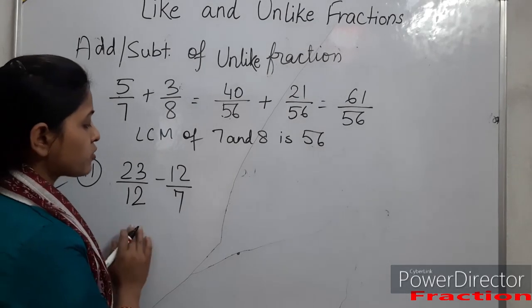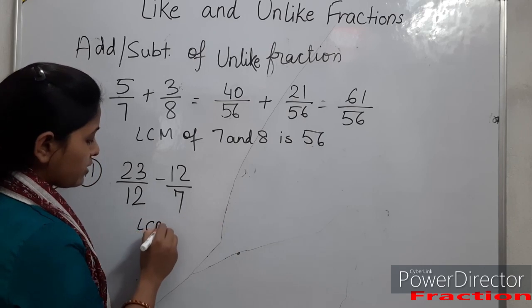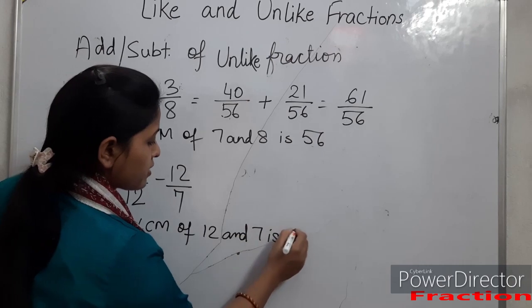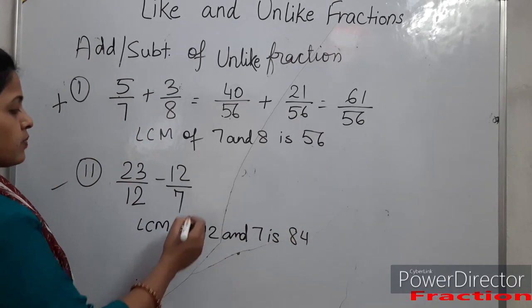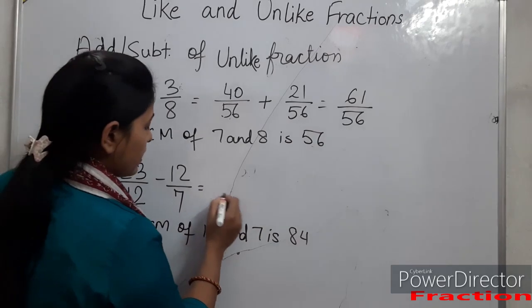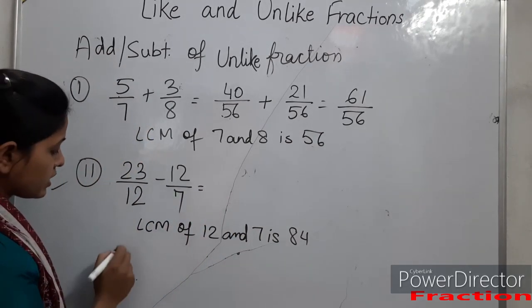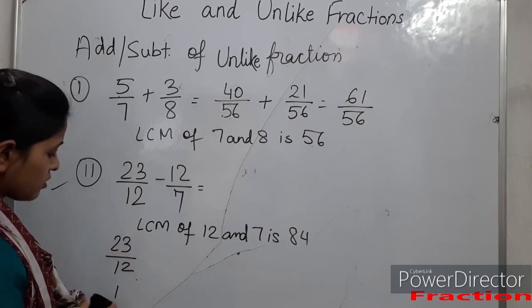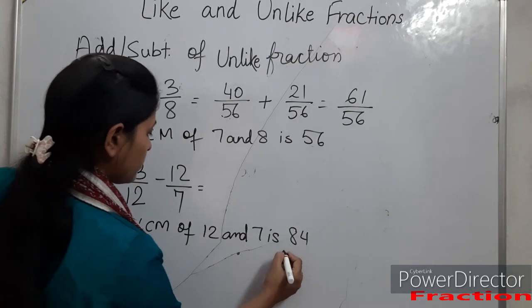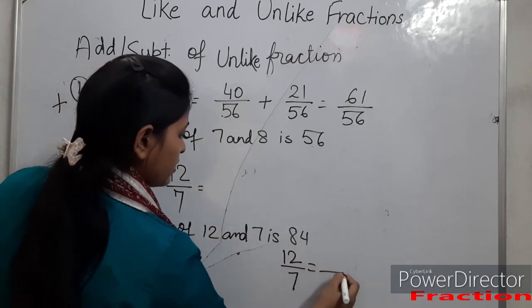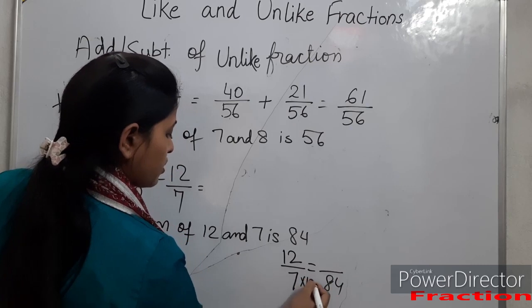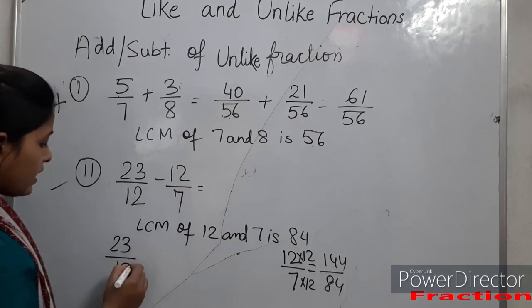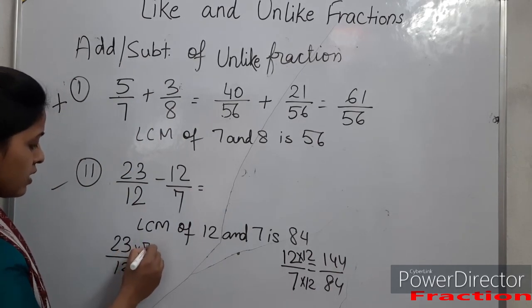Very simple, the LCM of 12 and 7 is 84. Okay guys, now first of all we have to convert them into like fractions: 23 by 12 and 12 by 7. This is equal to 84. We multiply 23 by 7, which gives 161, and here also we multiply 12 by 12, that is 144.